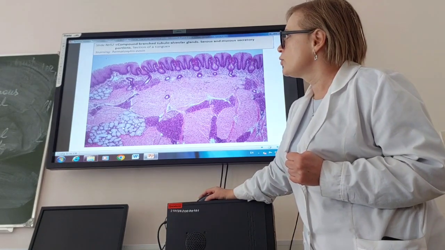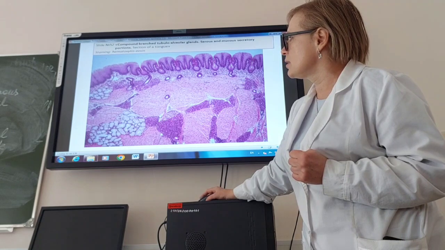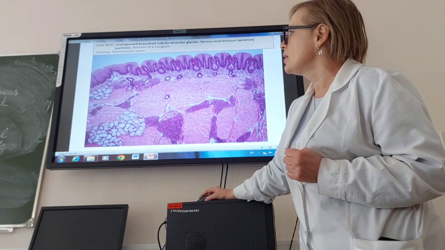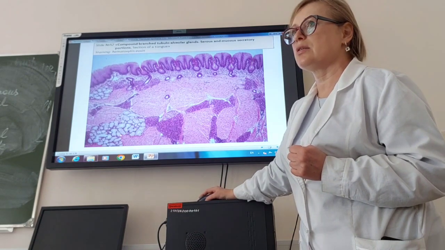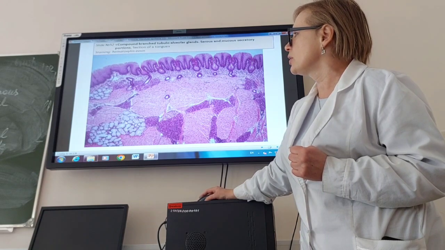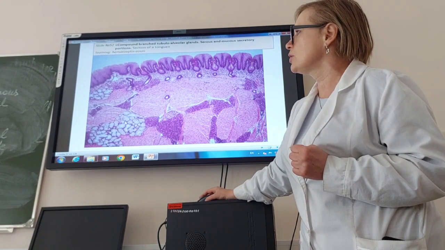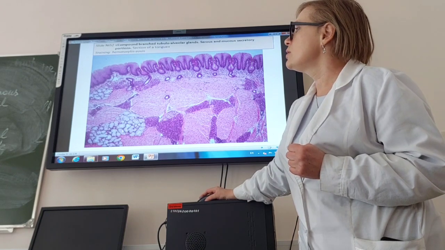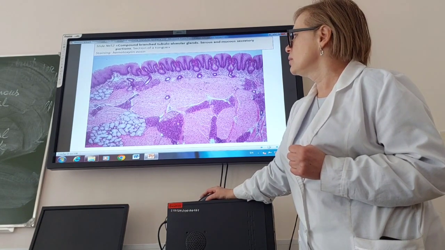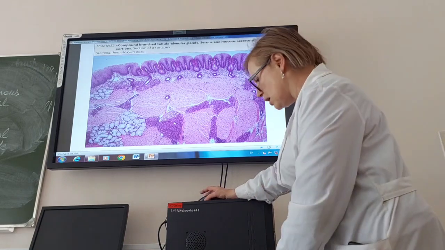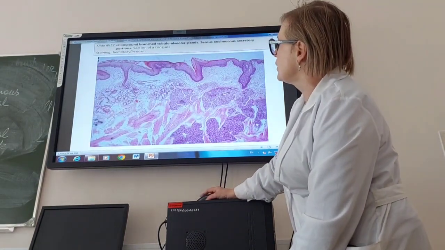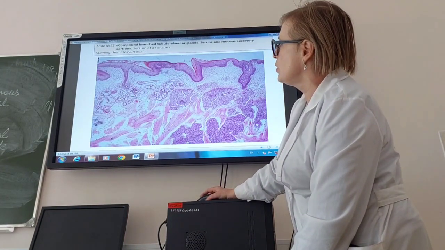We can see 2 types of glands. This one is dark, well stained. This one is pale enough. Yes, a lot of secretory portions. So tell me please, will it be a serous or mucus secreting cell? Serous, because... And this? Mucus. Now let's examine again. Serous, mucus.